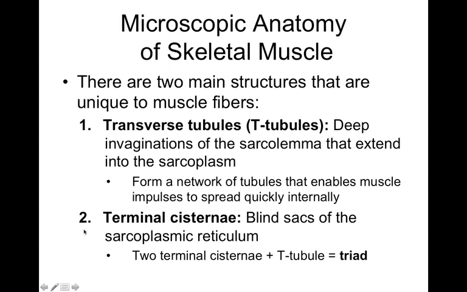Now, near the end of this transverse tubule, we have what are called terminal cisternae. Cistern is like a place to store something, right? And terminal means the end. So the terminal cisternae is basically a blind sac of Sarcoplasmic Reticulum that you find right by a T-tubule, and they form something called a triad, which is where the T-tubule interacts with the Sarcoplasmic Reticulum.